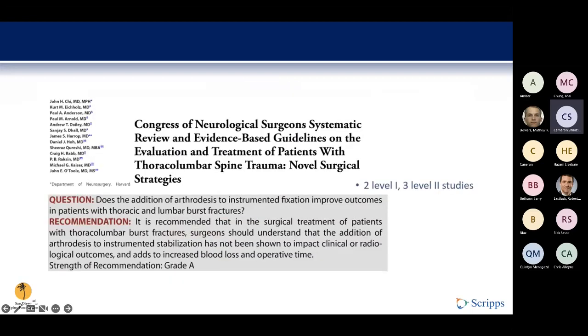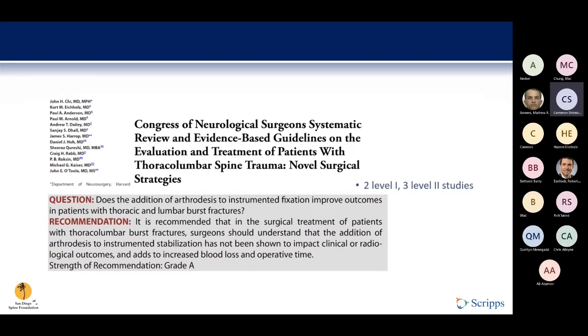And then this was a Congress of Neurologic Surgeons systematic review where they looked at arthrodesis, and this will come into play when we're talking about what methodology is used to treat these and whether you need to fuse them or not. In these, they used 2 level 1 studies and 3 level 2 studies, but they recommended in surgical treatment of patients with burst fractures that surgeons should understand that arthrodesis in addition to instrumentation has not been shown to impact clinically or radiographically the outcomes on these patients.